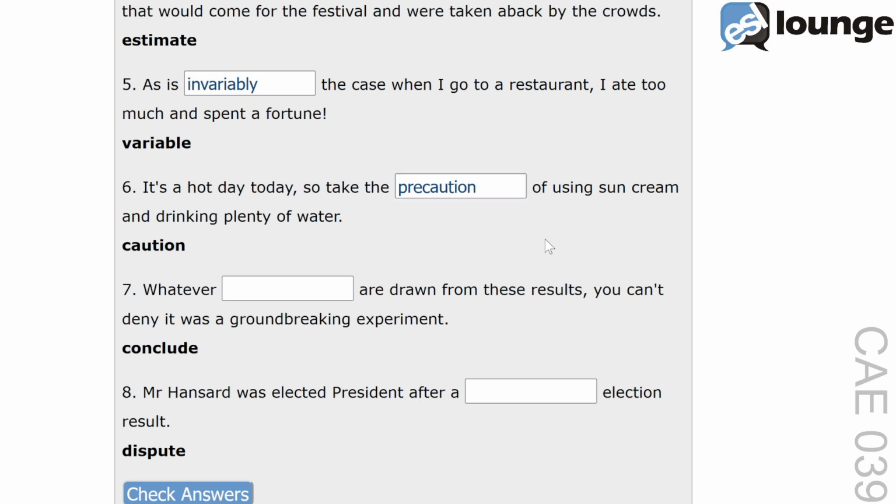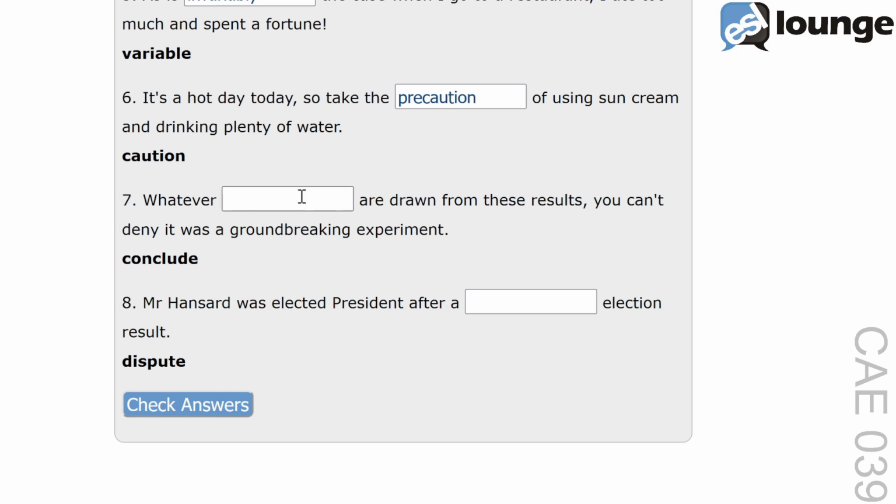Question 7. Whatever blank are drawn from these results, you can't deny it was a groundbreaking experiment. The base word is conclude. The correct form here is conclusions. Conclusions is a noun that refers to judgments or decisions reached by reasoning. It implies the outcomes or results derived from data or evidence. For example, the scientists' conclusions were published in a renowned journal.